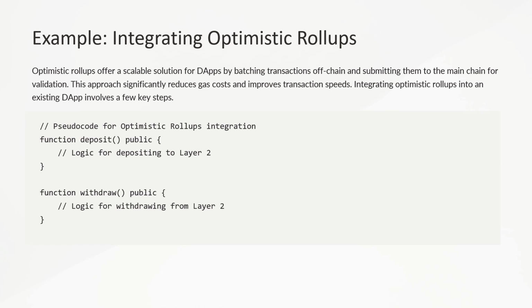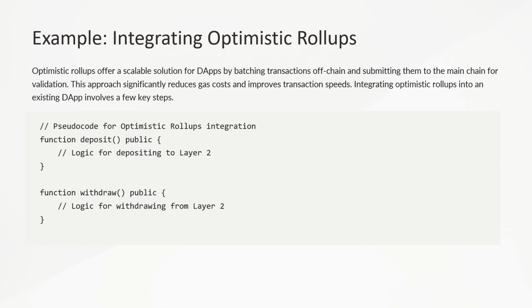The pseudocode provided is outlining the integration of optimistic rollups into a smart contract, specifically for depositing and withdrawing assets between layer 2 and the main chain. The deposit function is a publicly accessible function that executes the logic for depositing assets from the main chain to layer 2. When a user initiates a deposit, the function processes the transfer of assets, potentially updating the user's balance on layer 2 based on the amount deposited.